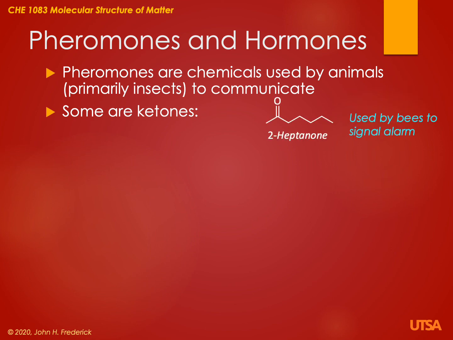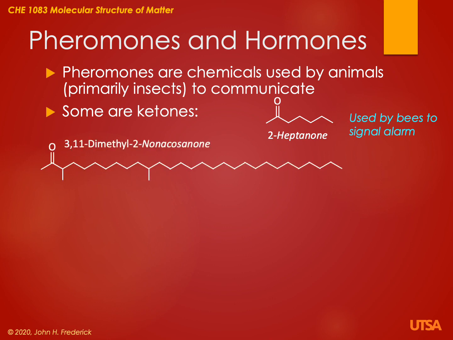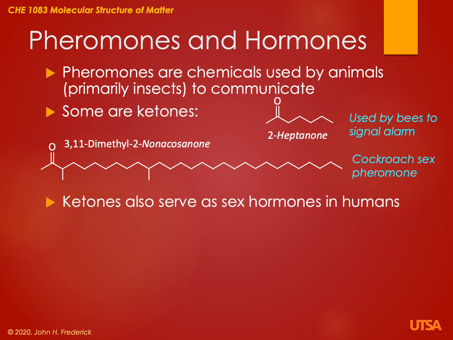So 2-heptanone, for example, is used by bees. That's when they want to signal an alarm. And this very long chain ketone is used as a cockroach sex pheromone. So you probably don't want to wear this one very much on your clothes or you'll be attractive to cockroaches.